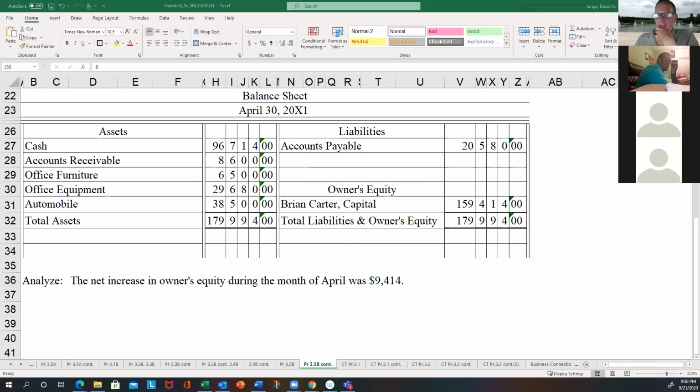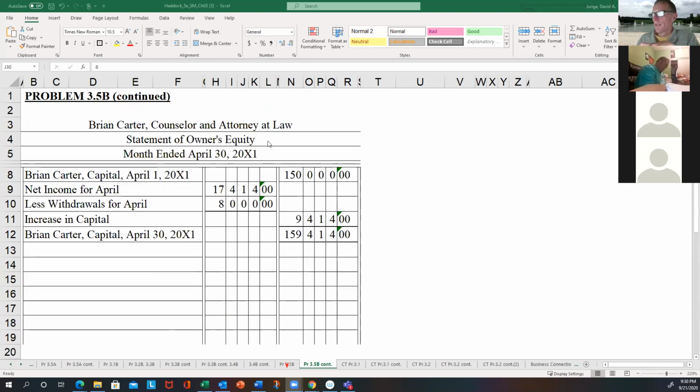All right, so let me go back. On this problem, again, this problem does it all again, just like the previous one. But again, the one thing that this problem did that the one in Connect didn't do, this one actually took it one step farther, and we actually did your three financial statements.